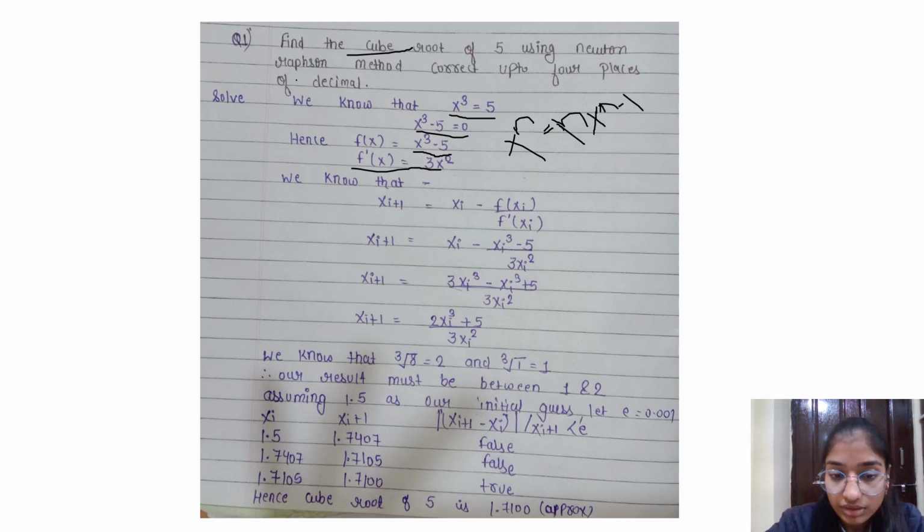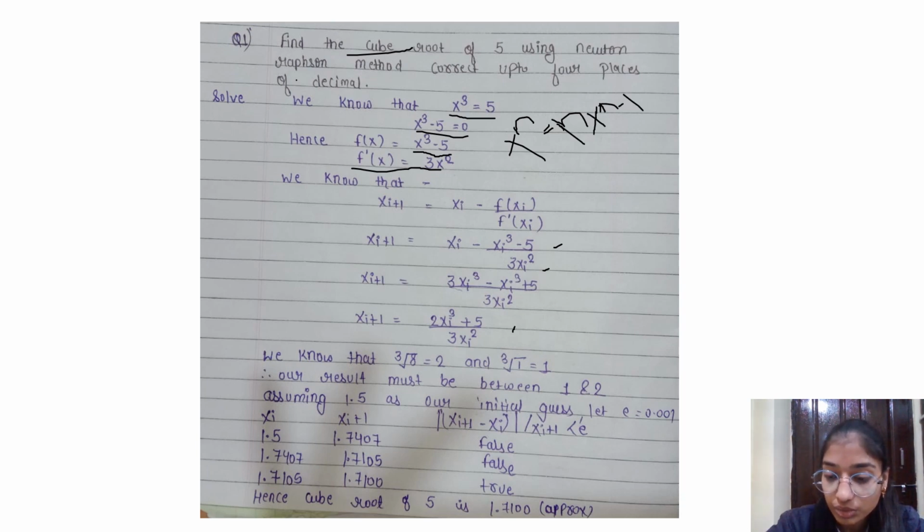Now we know that the Newton-Raphson iterative formula is x(i+1) equals xi minus f(xi) divided by f dash of xi. We are going to put all our function values here. We will get x(i+1) equals (2xi cube plus 5) divided by 3xi squared.